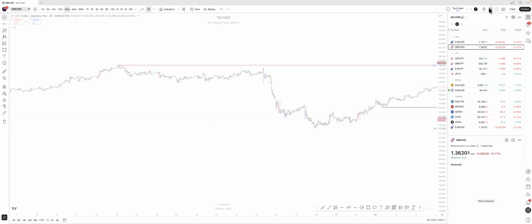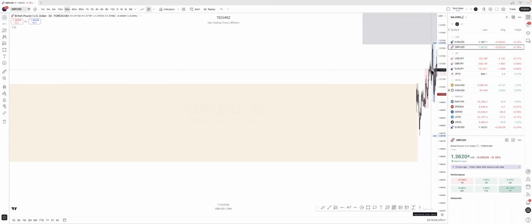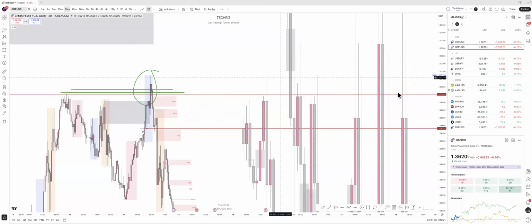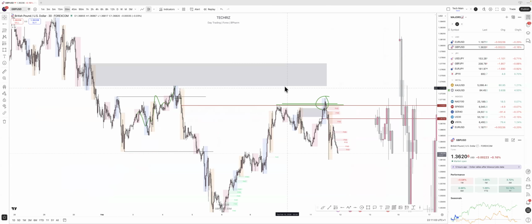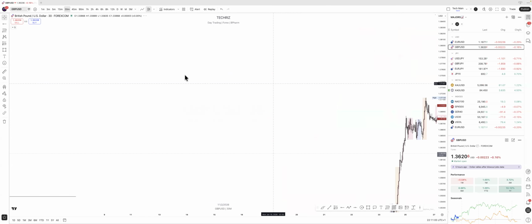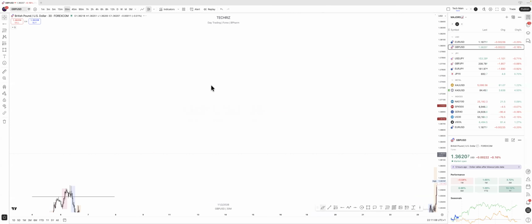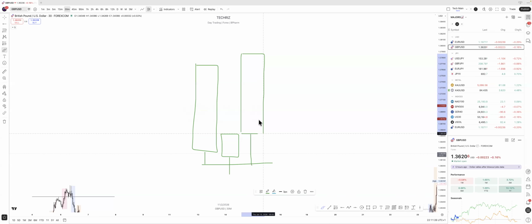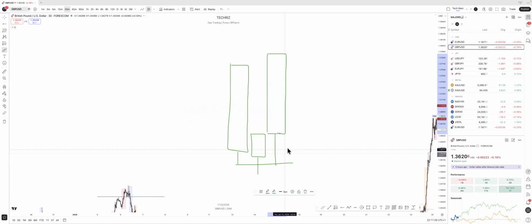The type 1, this particular one, is made up of three candles, CRT. Now there are three candles involved in this whole thing.